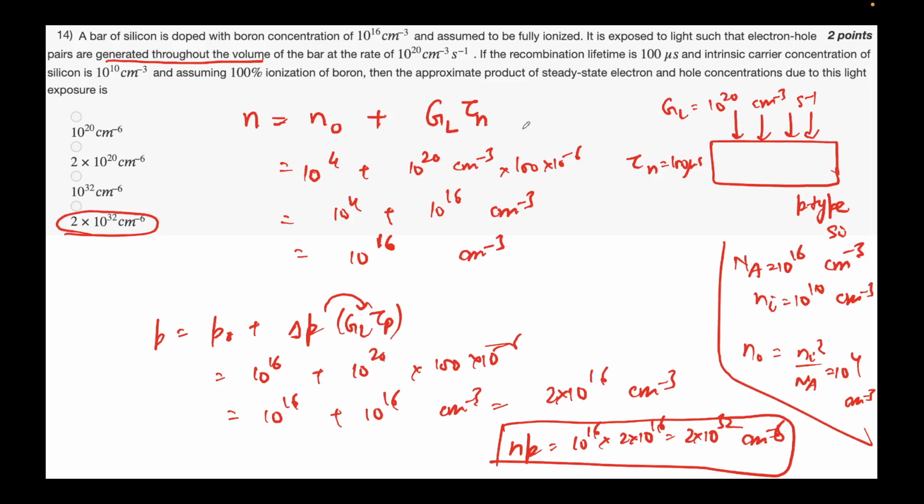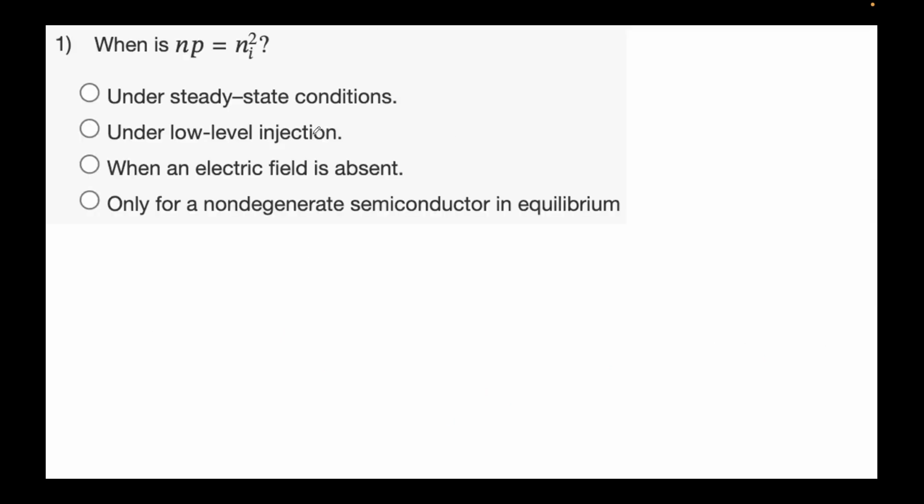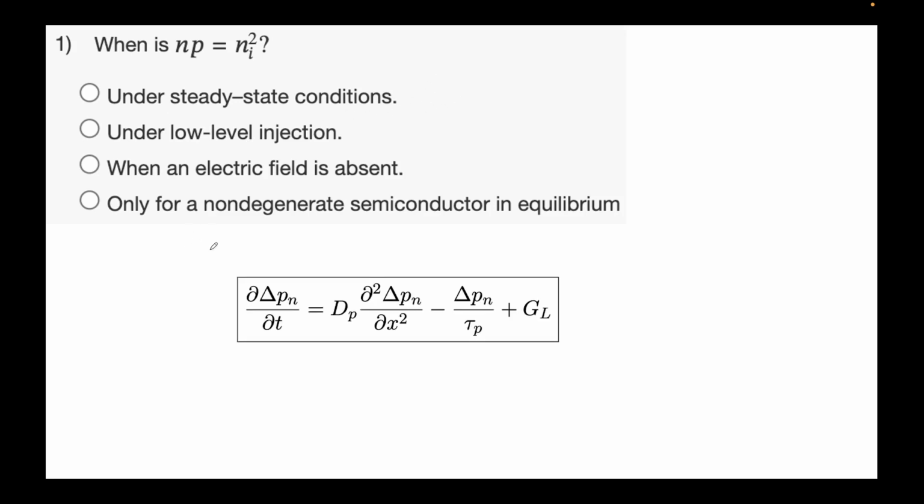How did we do this? This term is just the excess. Excess added to background will give you the total. We saw that in the table that we made from the Streetman and Banerjee book, right? And now we have seen that. Now we can answer this question. Is np equal to ni square valid under steady state conditions? No, we just saw the steady state condition. Even if this goes to 0, if GL is there, right? In the previous problem, it was steady state, but GL was there, and np equal to ni square was not valid, right?